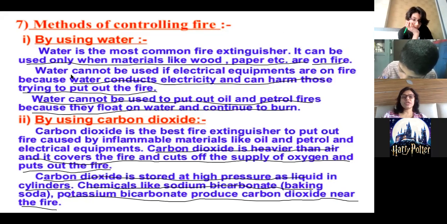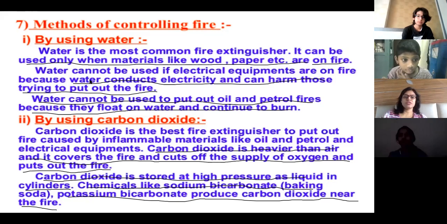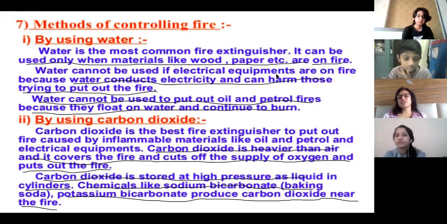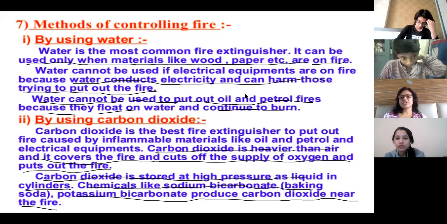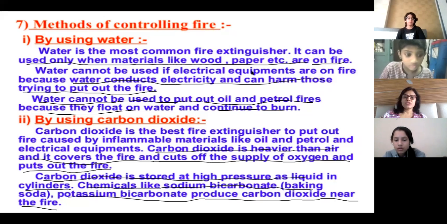This line also you write: water cannot be used in electrical fire. I have not underlined, but you have to write why water cannot be used in controlling electrical fire, because water conducts electricity and can harm those trying to put out the fire. And why it cannot be used to control oil and petrol fires, because they float on water and continue to burn. Okay, so these are the two important ones.